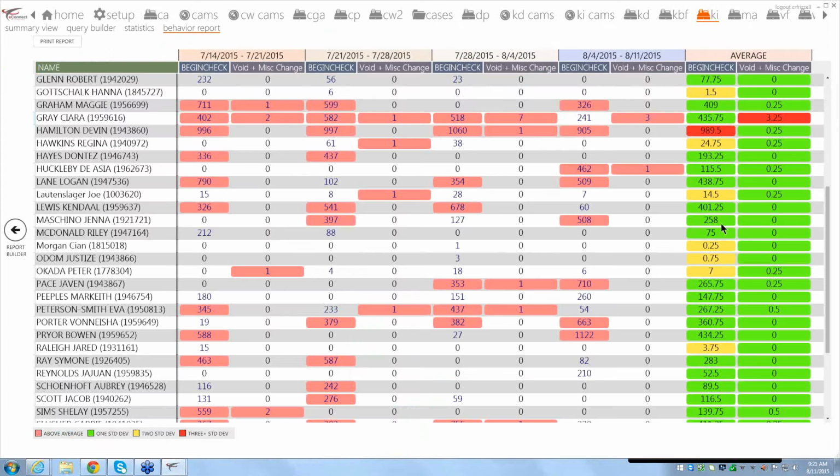So that is pretty much it for the behavior report, and you can see how powerful it is. All it really does is it shows a pattern of a certain individual over the last 28 days, or however you have it set up. So with this, now we're going to go into the statistics, but before we do that, do we have any questions at all?